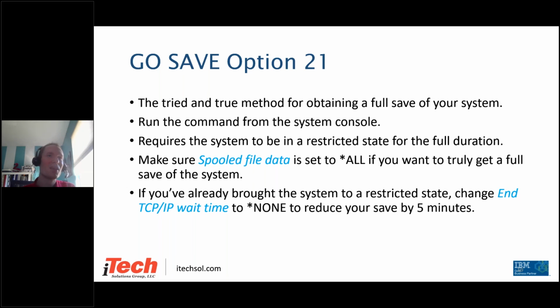That is out of the scope of today's session, but there are options outside of using option 21 for getting your full save. So then make sure spool file data is set to all if you want to truly get a full save of the system. Because you have the option to not save spool file data, you want to make sure it is set to all. And then if you've already brought the system to a restricted state before starting, then you can just set the end TCP/IP wait time to none. By default, even if you've already got the system in restricted state, it's going to spend 5 minutes putting the system in restricted state before ending. So a way to save a few minutes is to change that to none before you execute the command.